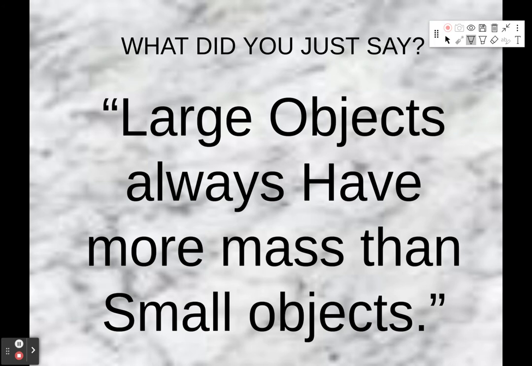So, real quick, I want to ask you a question. Large objects always have more mass than small objects. True or false? Well, the answer is false, because you need to give yourself an example. Can we think of a small object that has more mass than a large object? Sure. What about a really heavy, small metal ball and then a large piece of paper? That small ball, even though it's smaller, is going to have more mass.